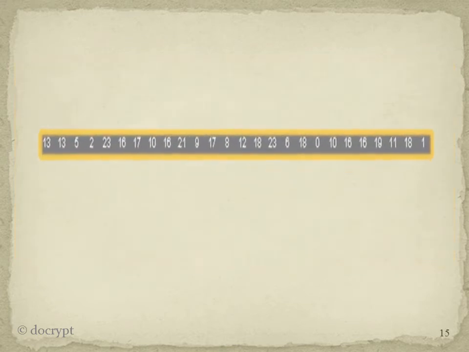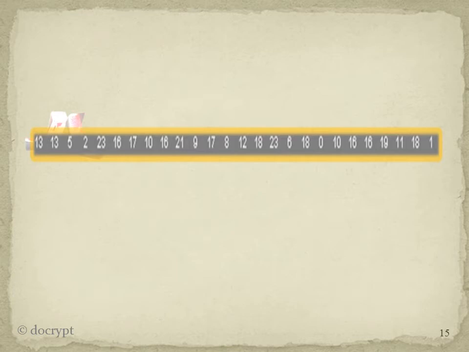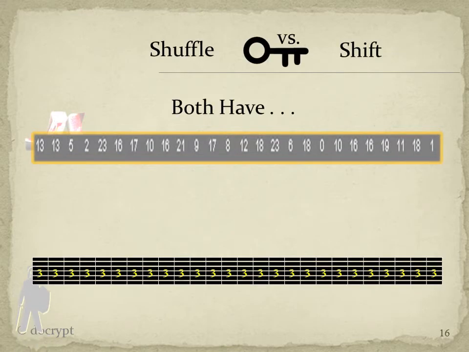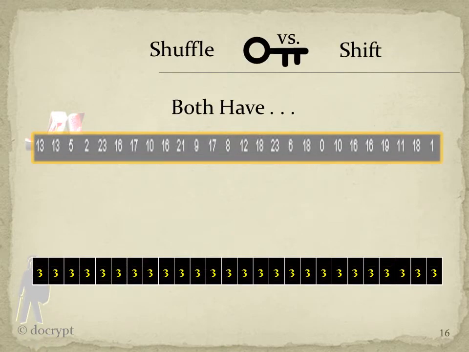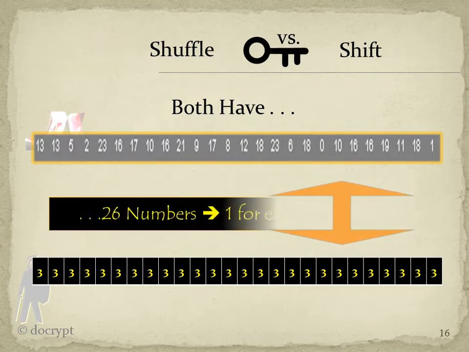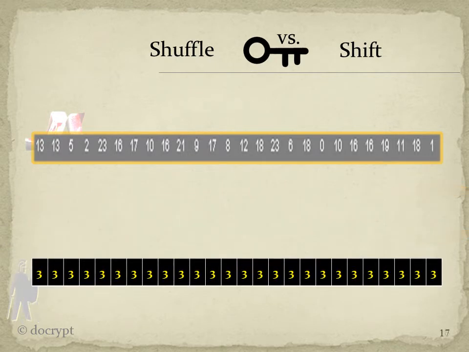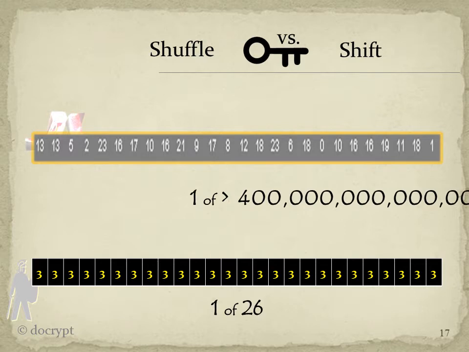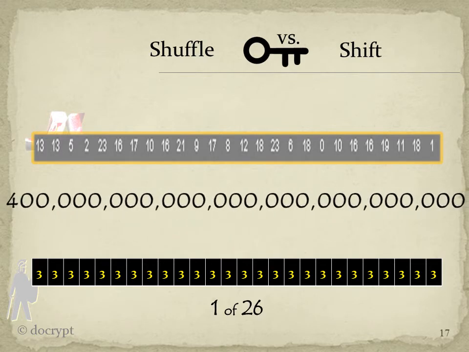Move Shuffle's key up here and we'll compare them to Caesar's cipher. Both keys are 26 long, one for each letter of the alphabet. This is one of 26 Caesar shift keys. This is one of a lot of keys.